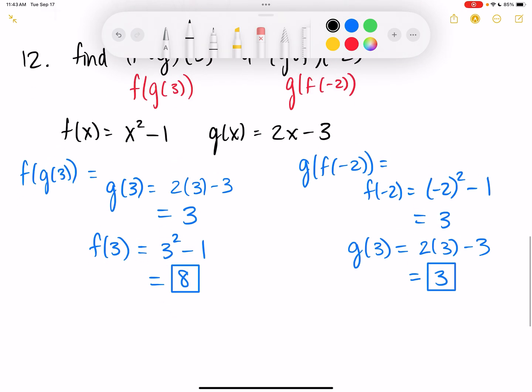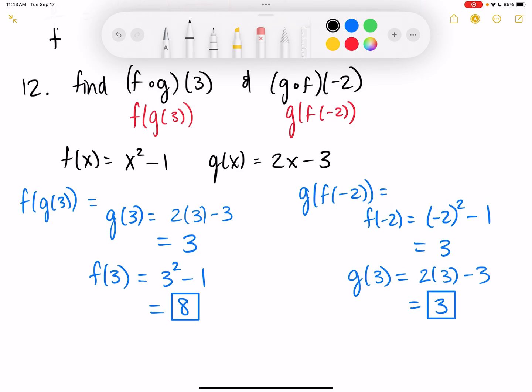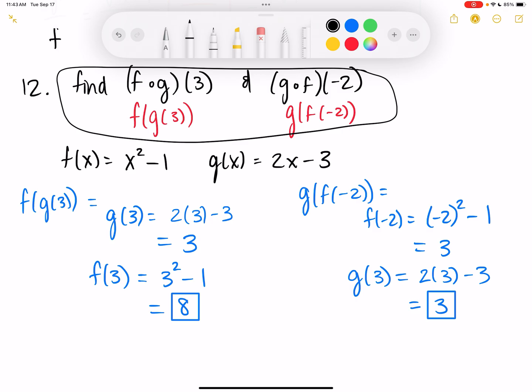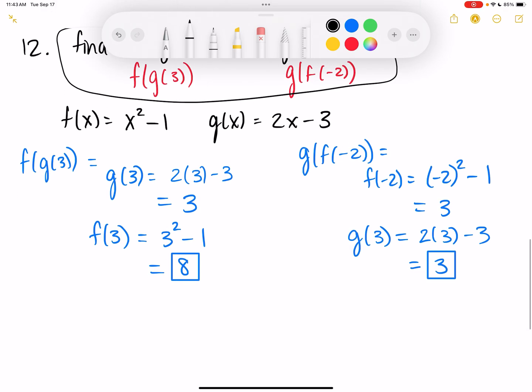This part that I wrote here is the same for that whole set of problems. So we'll use that again for 14. f of x equals x over x plus 1. g of x equals 9 minus x squared.